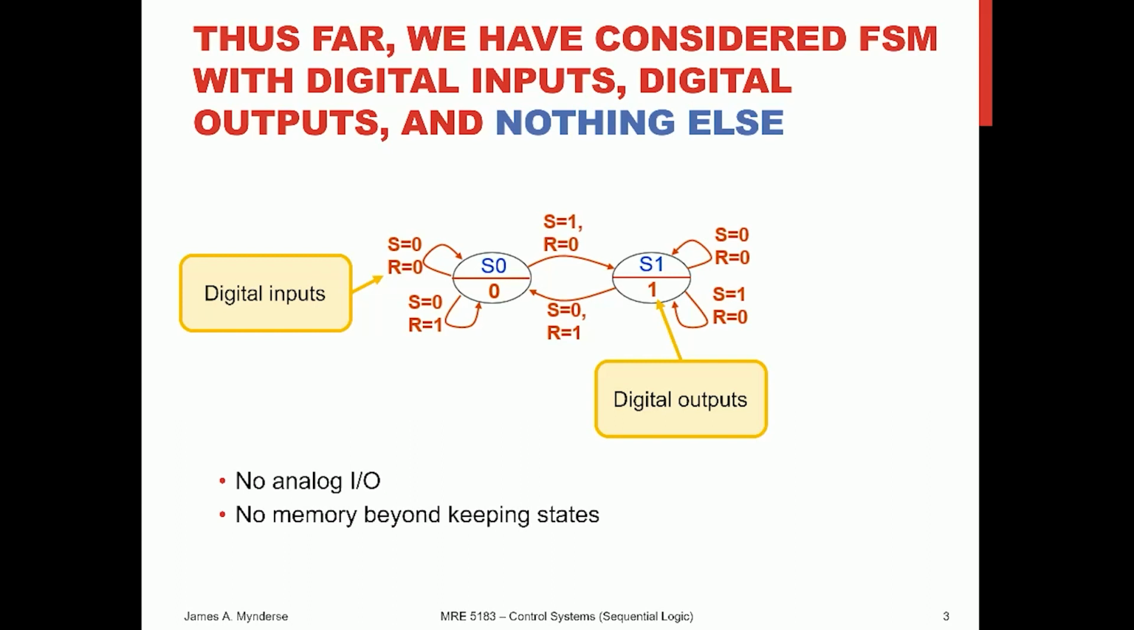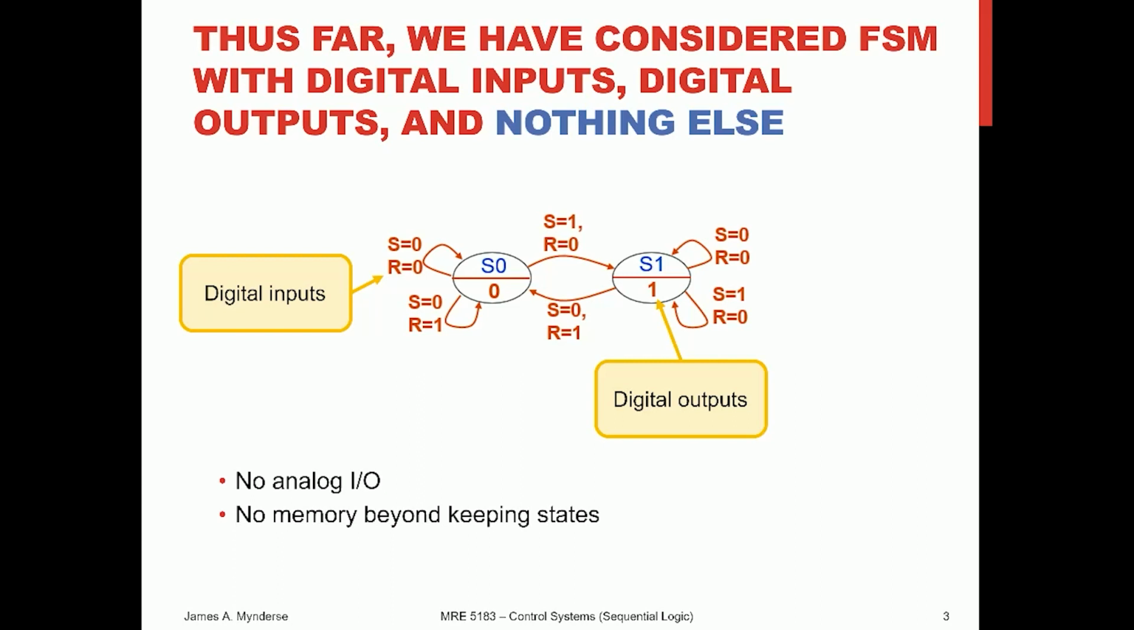And the digital outputs, remember, the outputs are below the line in the state. We've only allowed those to be digital. So there's no PWM outputs, there's no analog inputs. Everything's been strictly digital. We also did not allow any sort of memory. We didn't allow any tracking of memory beyond those couple of memory bits that we use to record what state we're in.